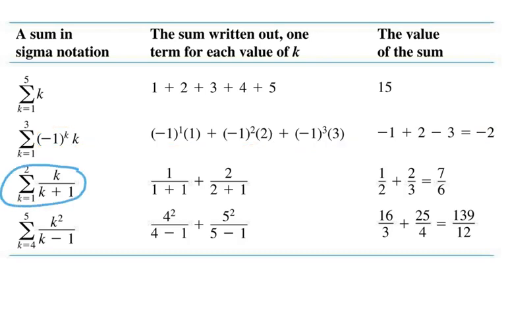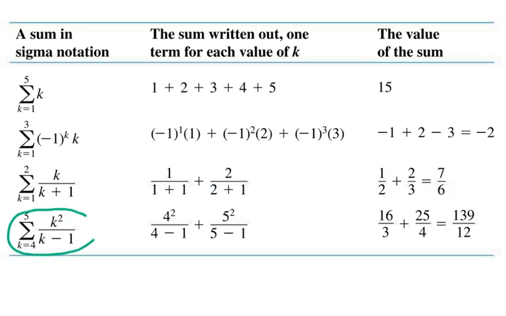My third series or sum here, we just have two terms because we're going from 1 to 2. So wherever there's a k, I plug in 1 and 1, and then on my next term I plug in 2 and 2. Adding these two terms together gives me a sum of 7/6.